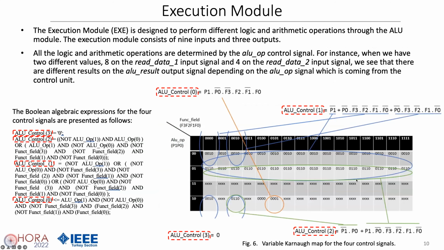The process of making the execution model implement different logic and arithmetic operations is realized using the ALU unit. The ALU model was designed using the concept of Boolean expressions of a 6-variable Karnaugh map for the ALU control signal and the func field signal.